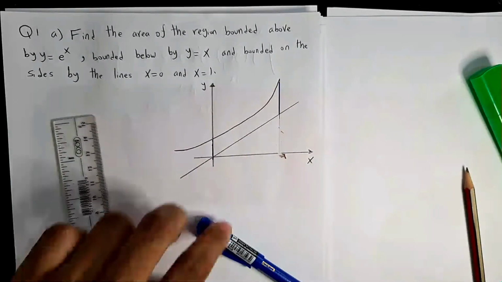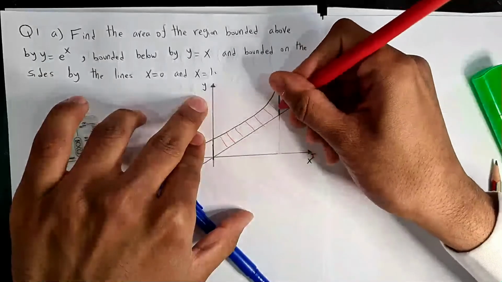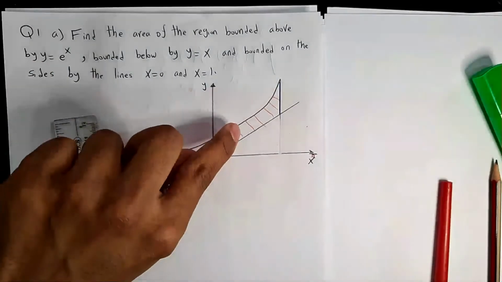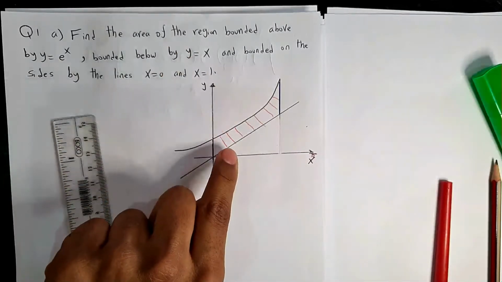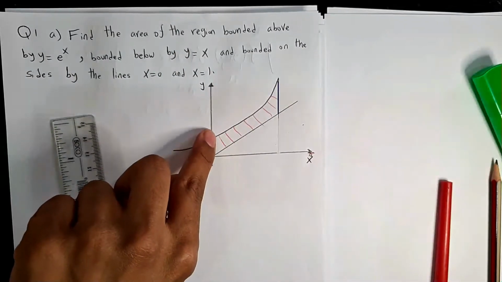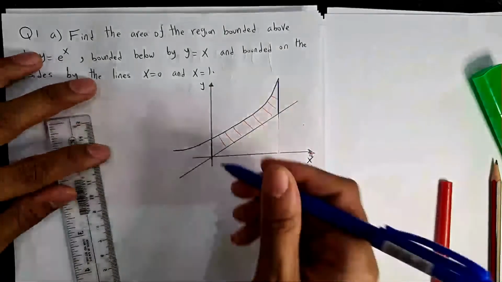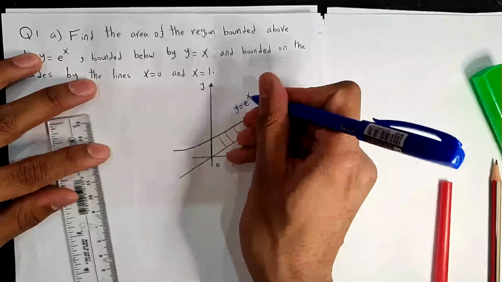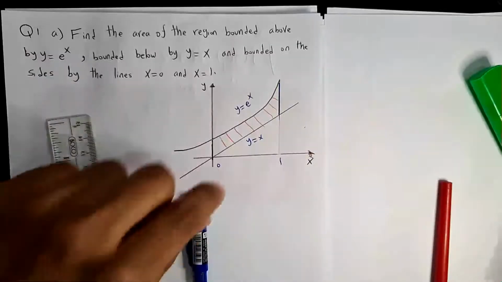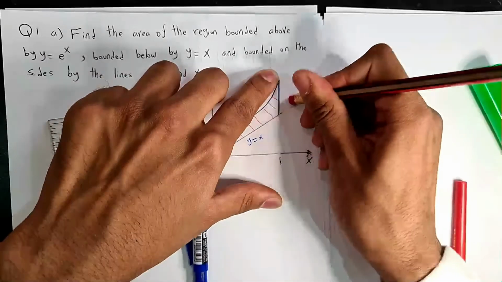Always and always double check. See here, this is our region. Is it bounded above by y equal e to the x? Yes, e to the x is the top. And it said bounded below by y equal x? Yes, and bounded by the sides x equal to 0 and x equal to 1. This is very important to do. Now let us write y equal e to the x. It is very important. y equal x. It's good also to remove maybe this.